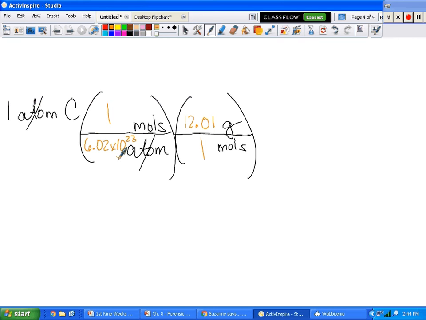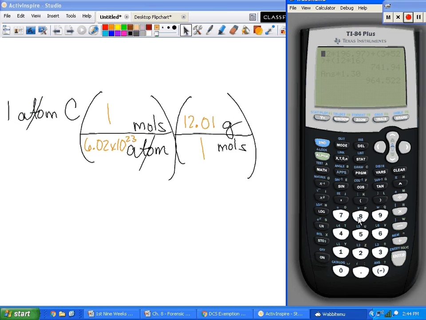Okay. Now, in your calculator, what is really the only two numbers you have to plug in? The 12 and the 6.02. You don't have to worry about the ones. They're all going to go away. Now, are you going to multiply those numbers or divide? Divide. What's on top? 12.01.